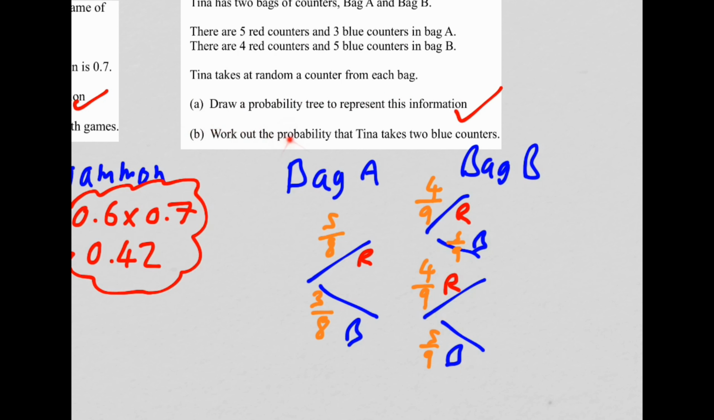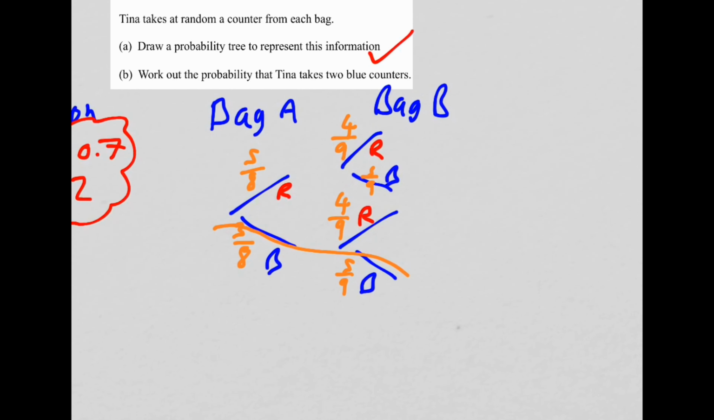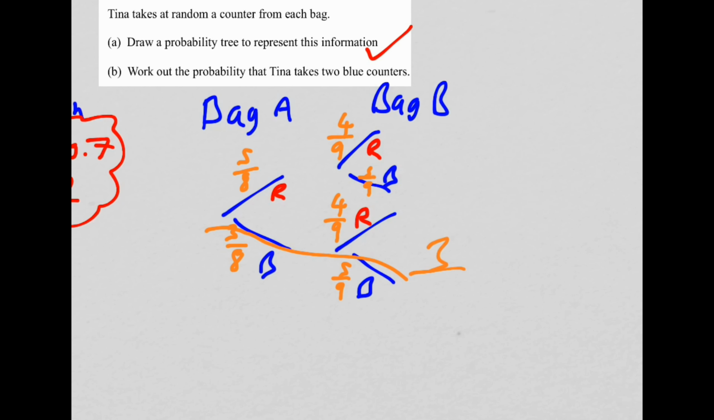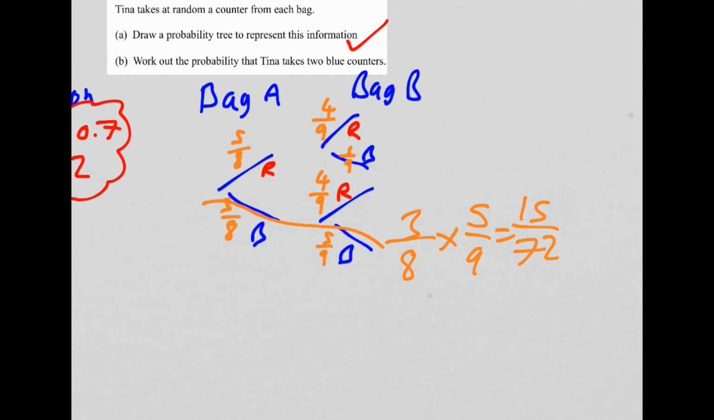Now, work out the probability that Tina takes 2 blue counters. So we're going to go blue, blue, following this path down. We are doing 3 8ths multiplied by 5 9ths, and that'll be 15 over 72. And that can be simplified. 15 divided by 3 is 5, and 72 divided by 3 is 24.